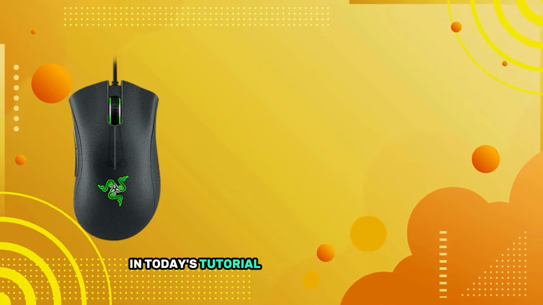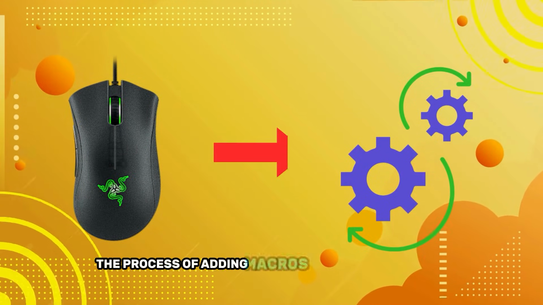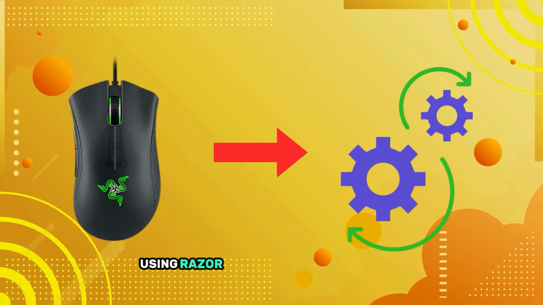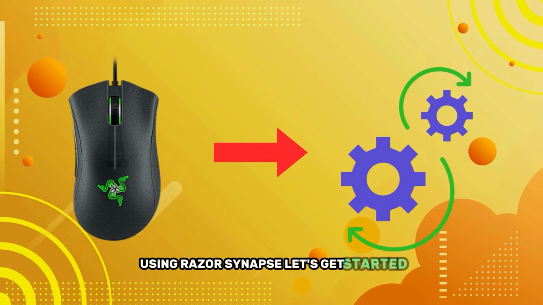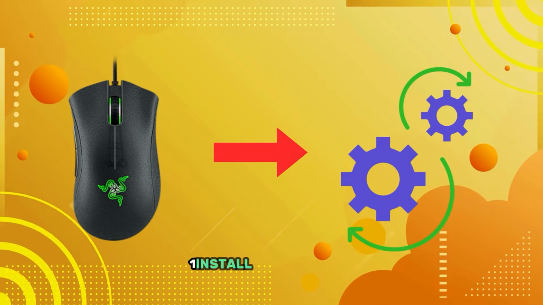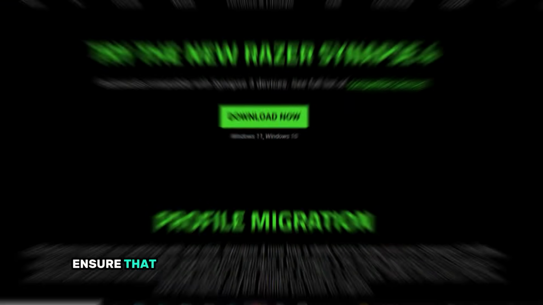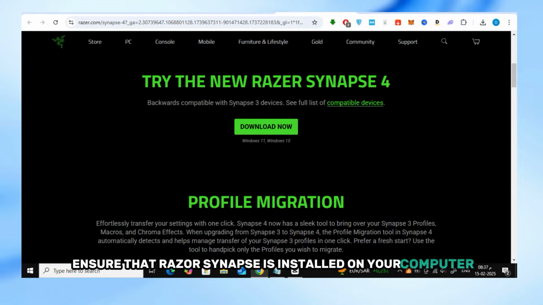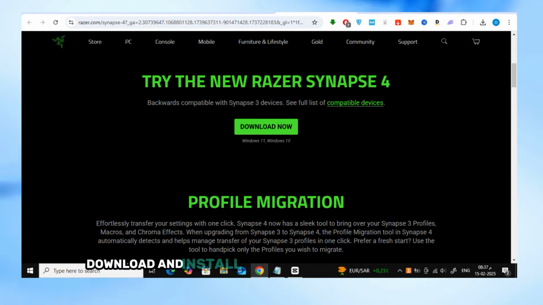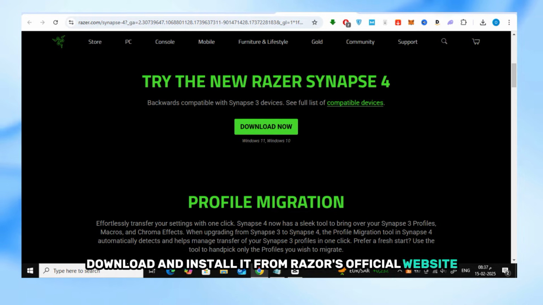In today's tutorial, I'll guide you through the process of adding macros to your Razer mouse using Razer Synapse. Let's get started. 1. Install Razer Synapse. Ensure that Razer Synapse is installed on your computer. If not, download and install it from Razer's official website.